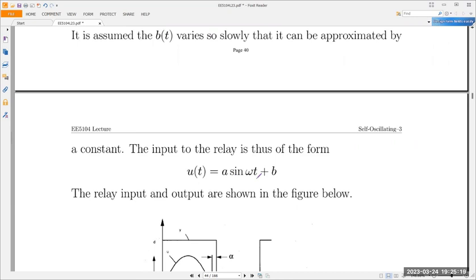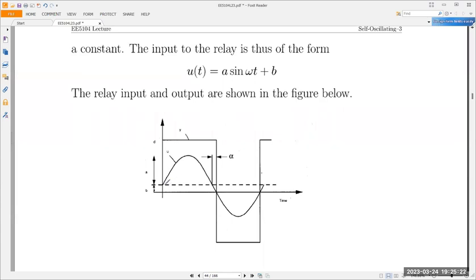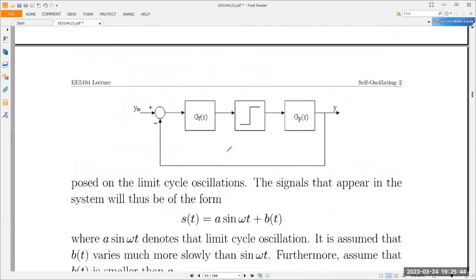So if you draw a picture, then you will see that this would be the signal that is going through. And as before, there's a relay in the loop. So when this signal is positive, the relay output is plus D. When this signal is negative, the relay output is minus D. You see the picture here. All right, there's a relay plus and minus D. So when here is positive, here will be D. When here is negative, this will be minus D. But the signal here has a DC plus an AC.